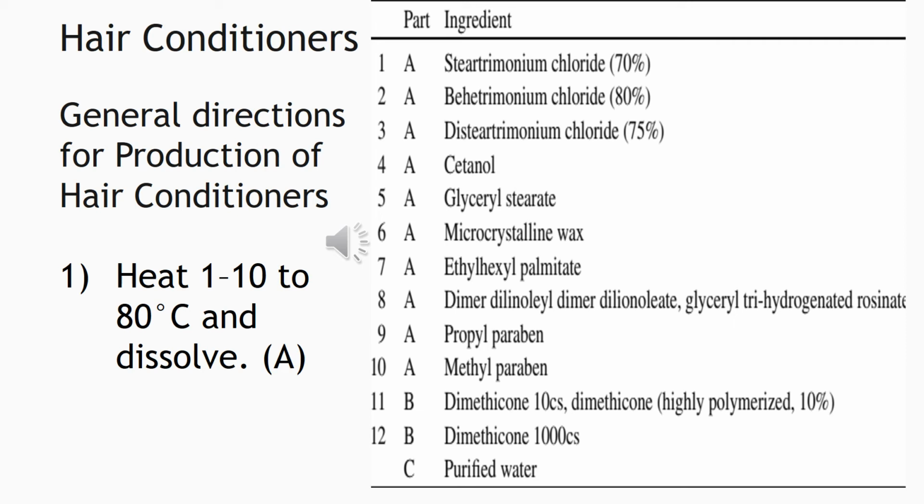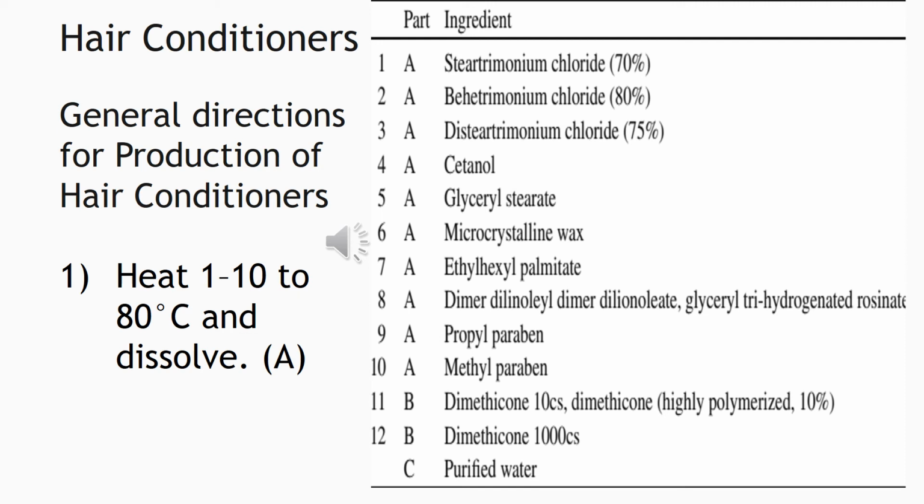So what we do in the first step, first we heat all these to 80 degrees centigrade and then we dissolve all these. So the quaternary ammonium salts, alcohol, esters, wax, dimers, and 9 and 10 are heated first to 80 degrees centigrade and after heating they will be dissolved. So category A will be synthesized in this way.